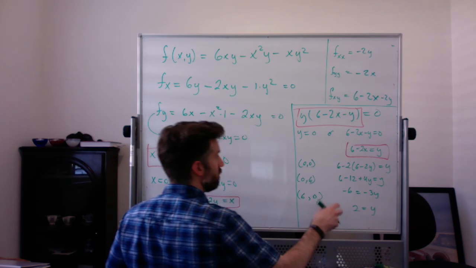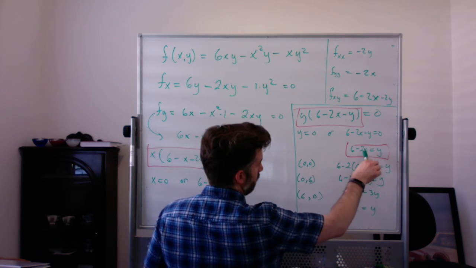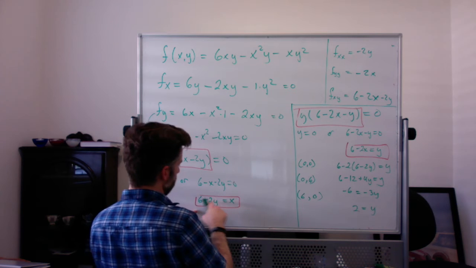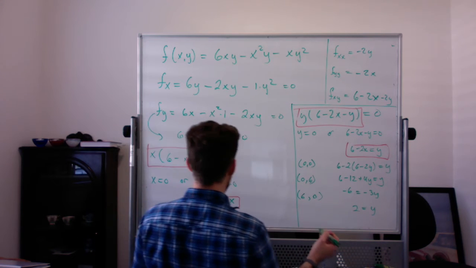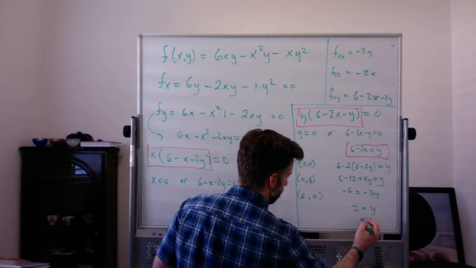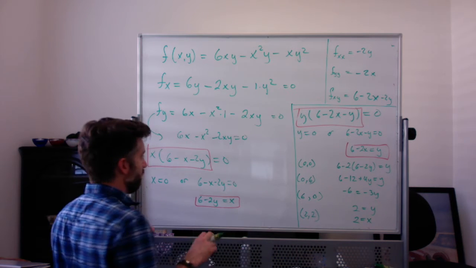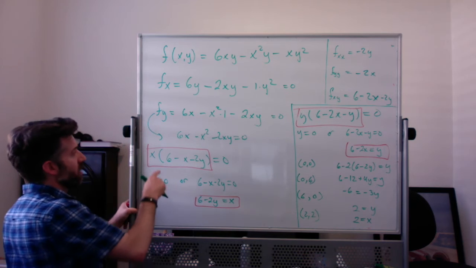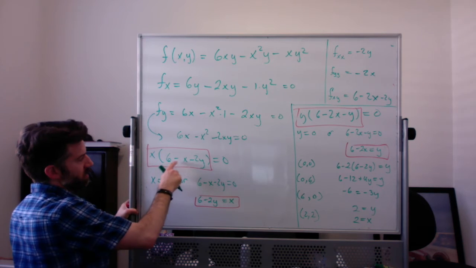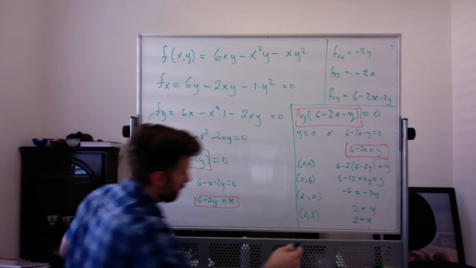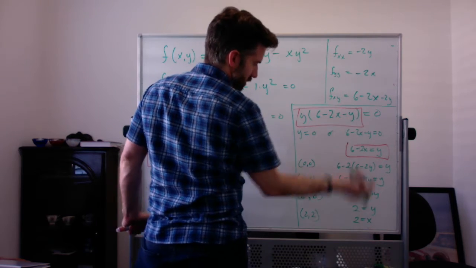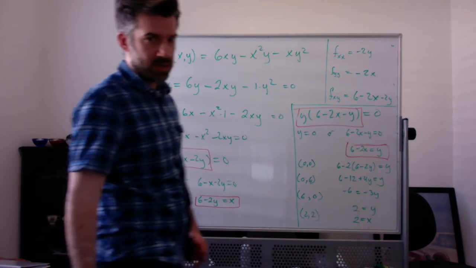If y is 2, then x equals 6 minus 2 times 2, which is 6 minus 4, which is 2. So x also equals 2. So my fourth and last critical point is 2, 2. And we can see if x is 2 and y is 2, you get 2 times 6 minus 2 minus 4, which is 0. Here you get 6 minus 4 minus 2, which is 0. So these are my 4 critical points.